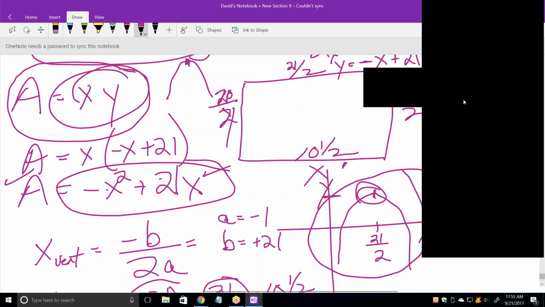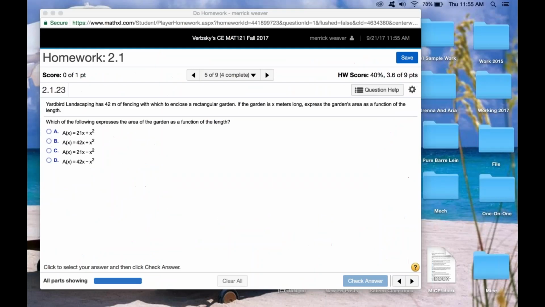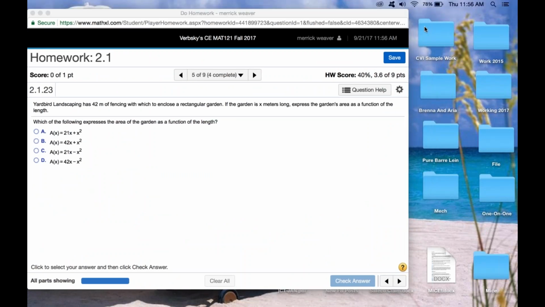Now, I'm going to make you the presenter again. Let's see what questions they ask here. Which of the following expresses the area of the garden as a function of length, which is x? So which one of these was our area function? Our area, we ended up it being 21, so it would be... Well, they've reversed the order.